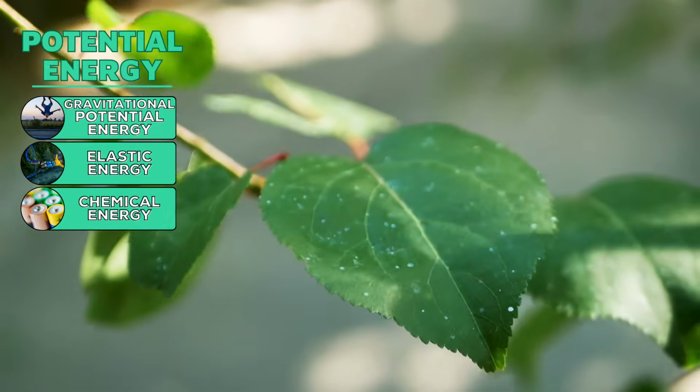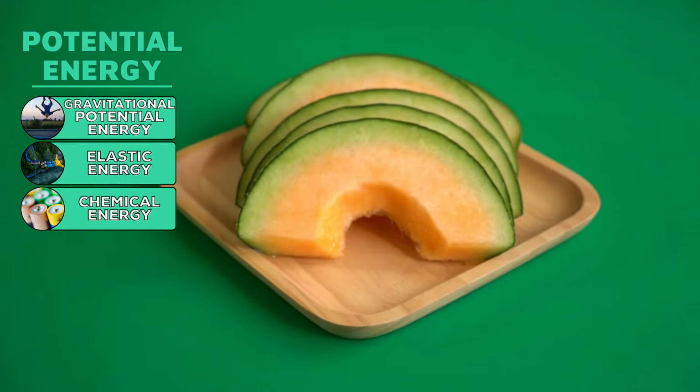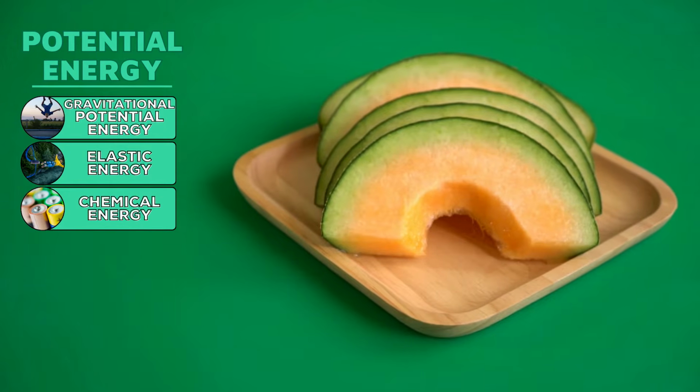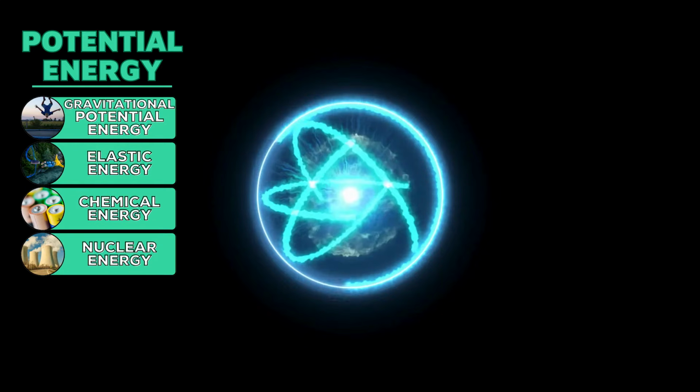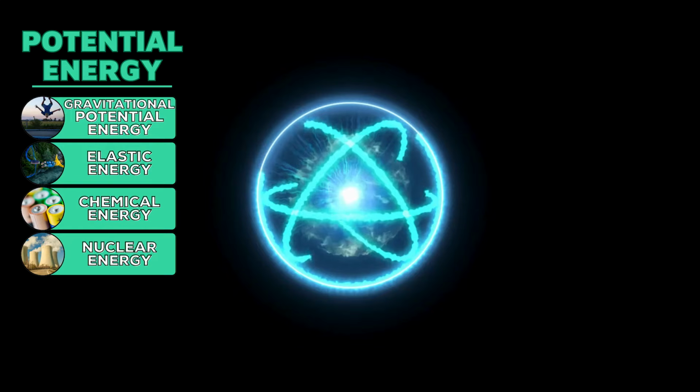Chemical energy, the energy stored in chemical bonds. This could be fossil fuels or energy stored in a battery, sunlight absorbed by plants, or even energy stored in the calories inside the food we eat. Or nuclear energy, that is stored in the nucleus of an atom.